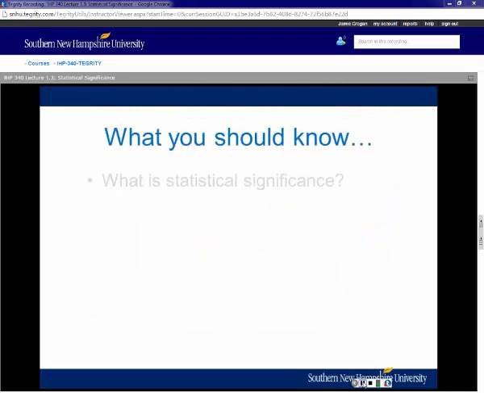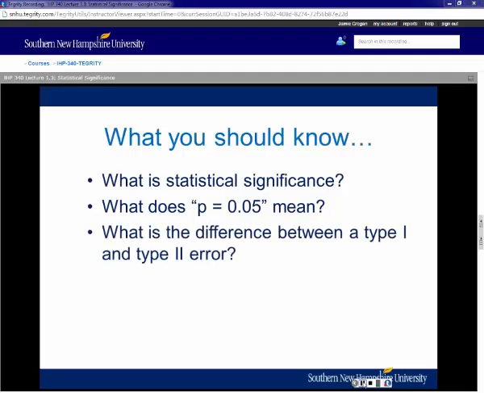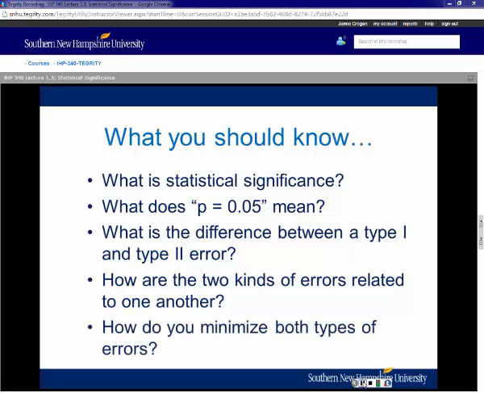So the bottom line, here's what you should know. You should be able to describe and explain what statistical significance is. You should be able to tell me what a p-value means, so a p-value of 0.05, what does that mean? You should be able to tell me the difference between a type 1 and a type 2 error, and you should be able to describe how these two errors are related to one another. When you try to reduce one, you can possibly increase the other, and vice versa. And finally, you should be able to tell me how you minimize both of these types of errors.